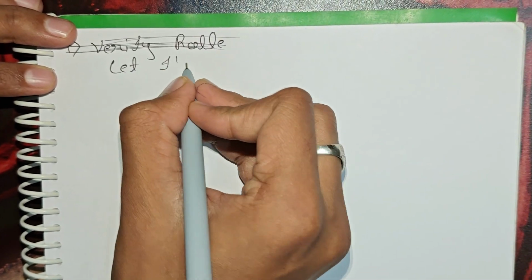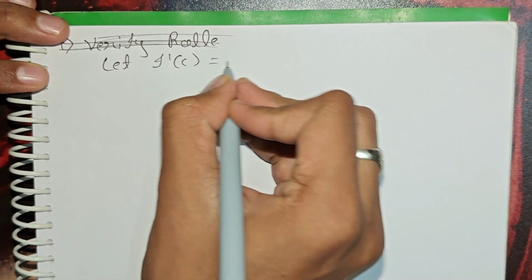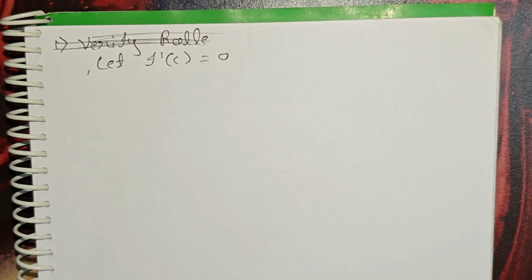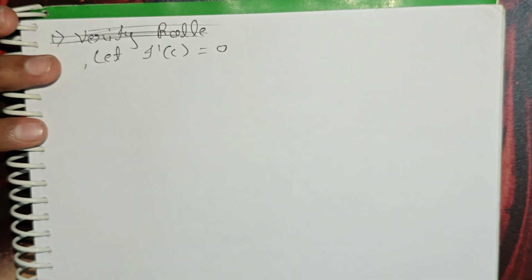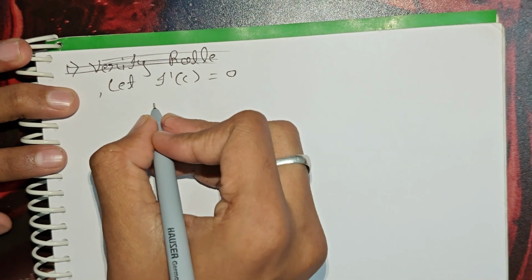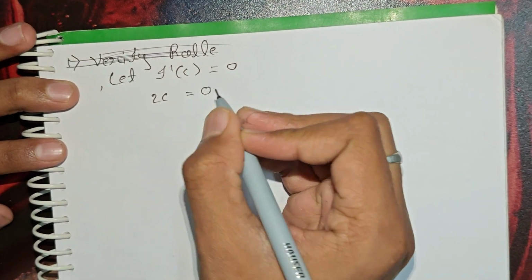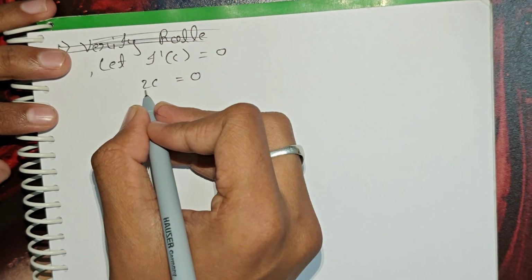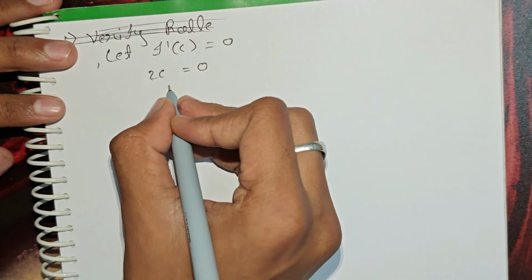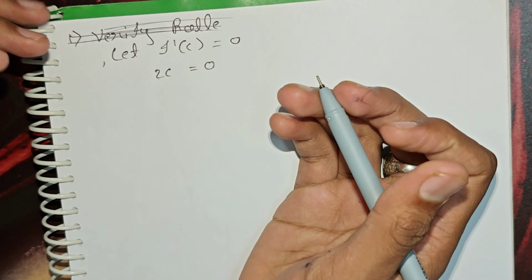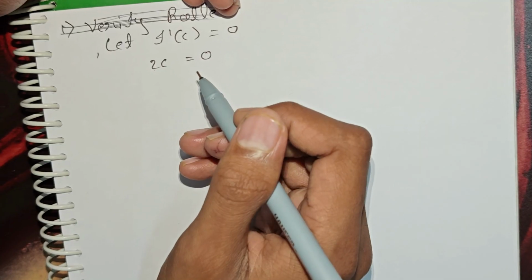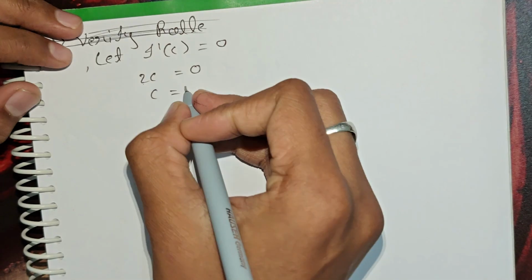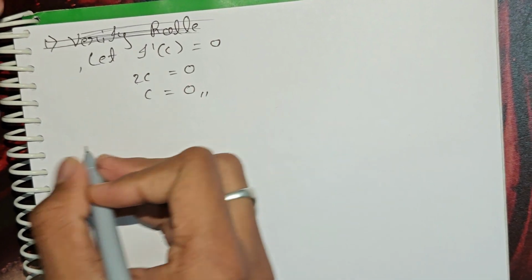Let f dash of c be equal to 0. From the previous step we have the f dash of c value, which is 2c is equal to 0. We replaced x with c. Now take the 2 to the other side. Here it is a multiplier, and when it goes to the other side, it is divided. Now we get the value c is equal to 0.